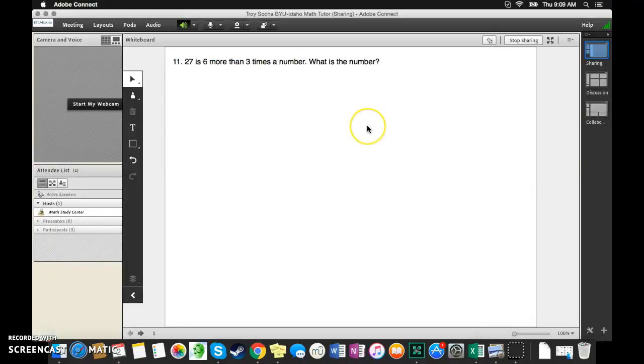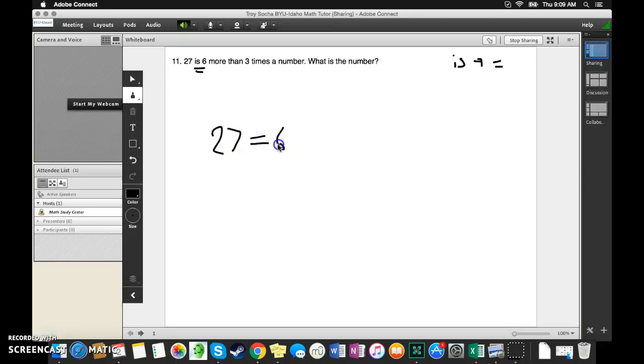So let's look at this first one. I have number 11 written right here. It says 27 is 6 more than 3 times a number. What is the number? So reading a story problem, I read it through once. Then I say, okay, well, we know that 27 is... "is" equals. That's something to watch out for. Is always equals in these equations. So when you see "is" in an algebraic equation, it's the equal sign.